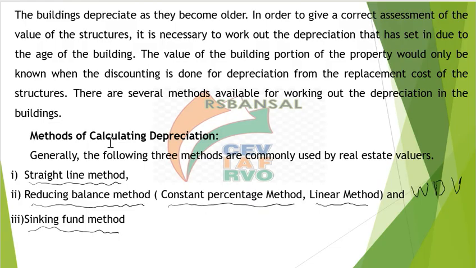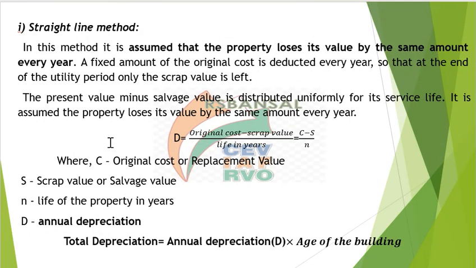First of all, we will discuss the straight line method. So what is the straight line method? One thing you have to remember is that in this case we assume that the property loses its value by the same amount every year. So here we assume the same amount. The property loses its value by the same amount every year. This is assumed in this method.